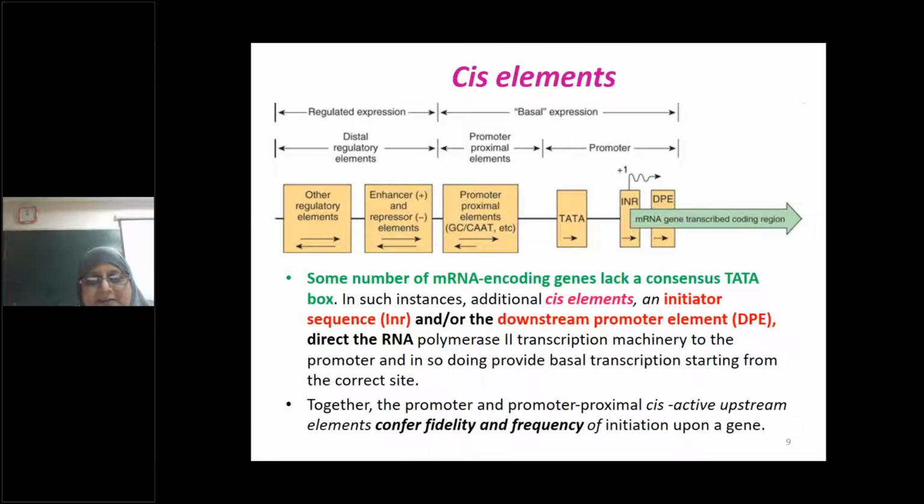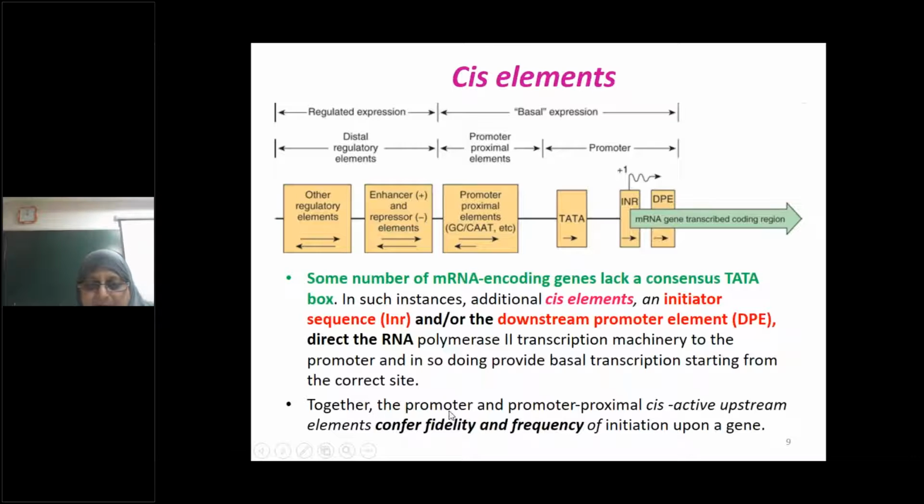Other than this, sometimes some of the mRNA encoding genes may lack a consensus TATA box. So in this case, when the gene lacks the TATA box, you need something as a promoter. In such cases, additional cis elements, the initiator sequence, INR, or a downstream promoter element, DPE, will direct the RNA polymerase transcription machinery to the promoter, and so they will be providing basal transcription starting from the correct site. So these elements will help whenever the mRNA coding genes lack the TATA sequence.